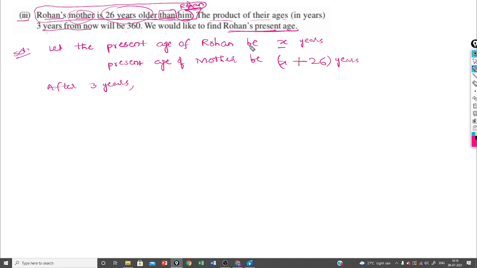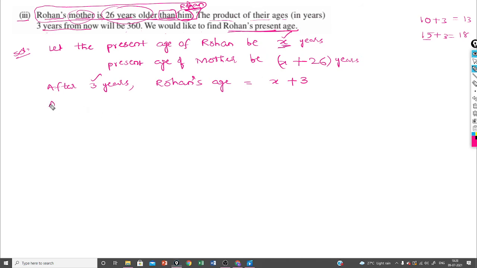We can see that the present age of Rohan is X. So after 3 years, Rohan's age is the present X years plus 3. If the present age is 10 years, after 3 years it will be 13. How? Plus 3. If the present age is 15 years, after 3 years it will be 18. How? The present age plus 3. Same way, present age is X plus 3 years, so that is why X plus 3. 3 years will be increased in the age of Rohan.